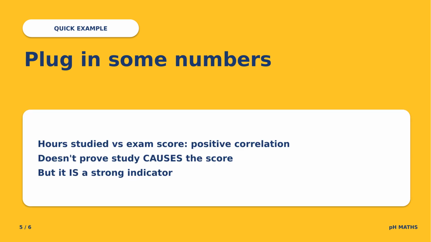Quick example. Hours studied versus exam score. Positive correlation. Students who studied more tend to score higher. That doesn't prove study causes higher scores. Maybe motivated students both study more and score higher because of their motivation. But correlation is a strong indicator and worth working with. Just don't overclaim.